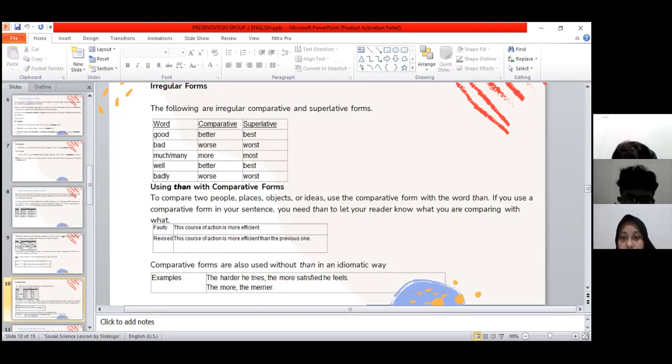Comparative forms are also used without than in an idiomatic way. Example: the harder he tries, the more satisfied he feels. The more, the merrier.